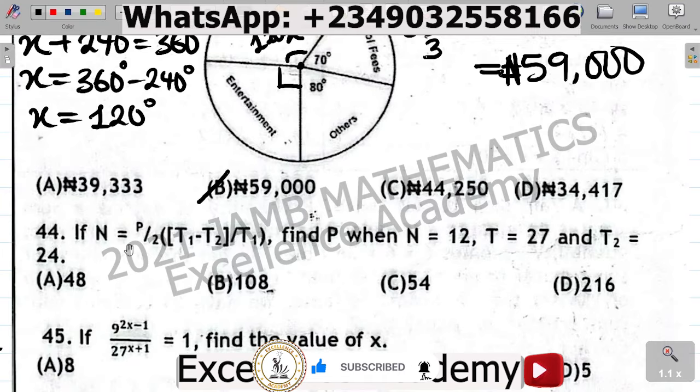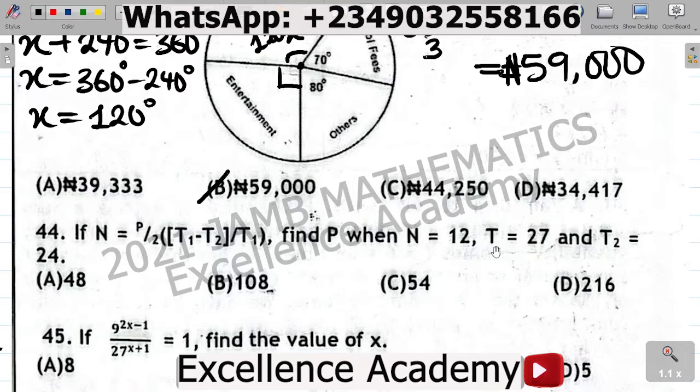If n is equal to p over 2 into t1 minus t2 all over t1, find p when n is equal to 12, t1 is 27, t2 is 24. A, 48. B, 108. C, 54. D, 216. All right, so how do we solve this question?